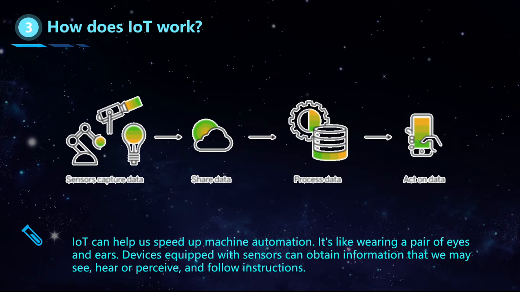The final step is action. After analyzing the accumulated data from all devices on the IoT network, it will provide powerful insight and information to make more automated action and business decisions.